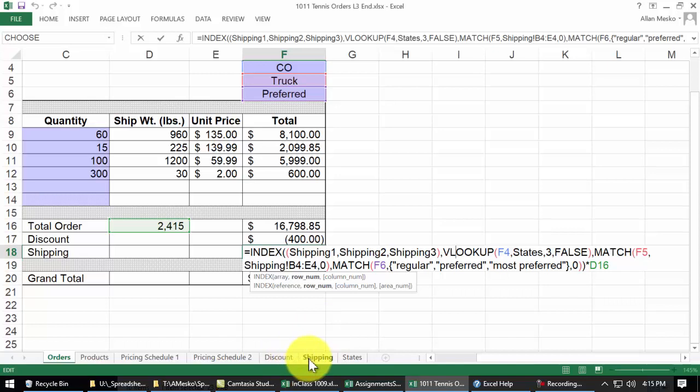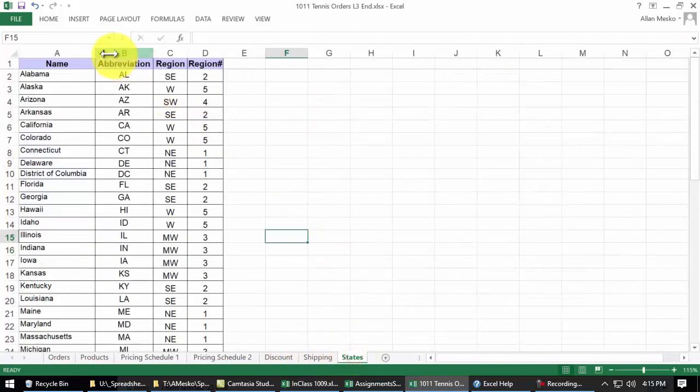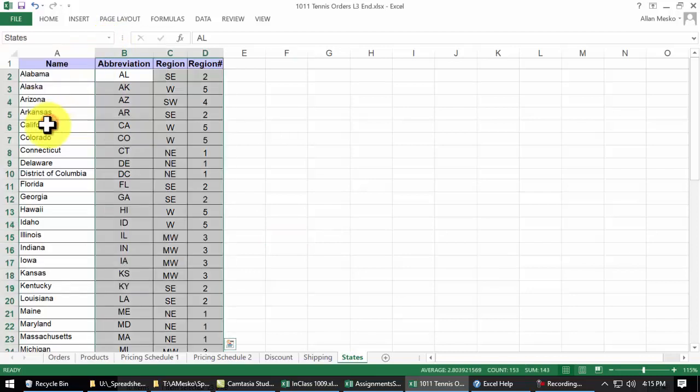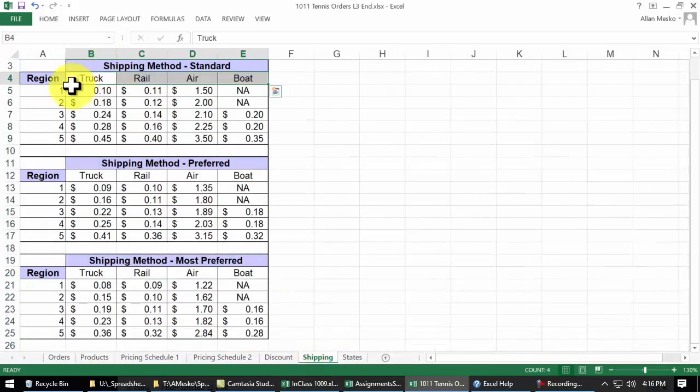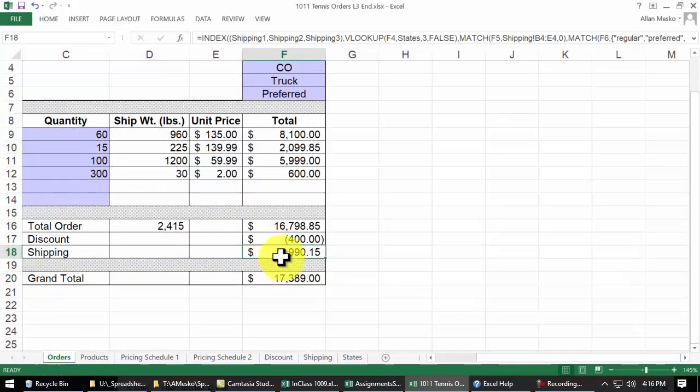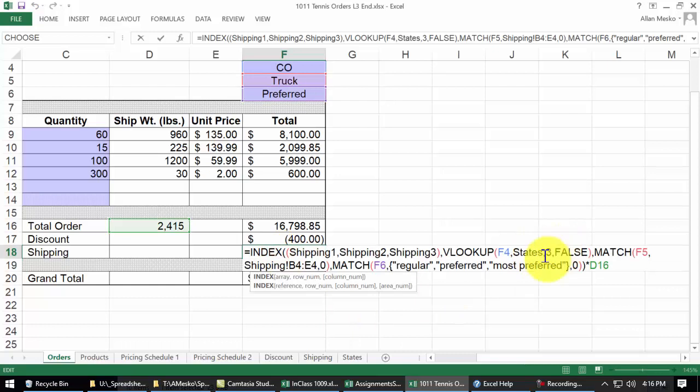So let's go look at the states. The states says it's this table. The first column is the state abbreviation, and I want column 3, which tells me what region it's going to. So whatever that value is, that's going to be the row number right here that we're going to look up in the index function. So that gives us the row number for the index function by going to the states table and just looking up what's the row number.